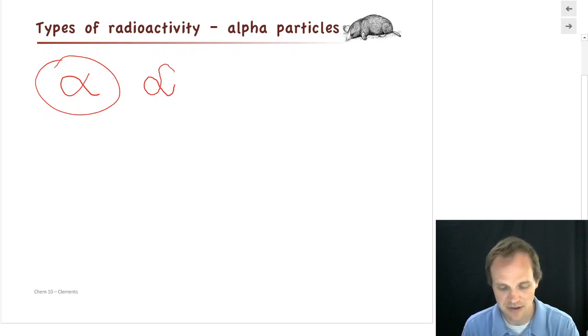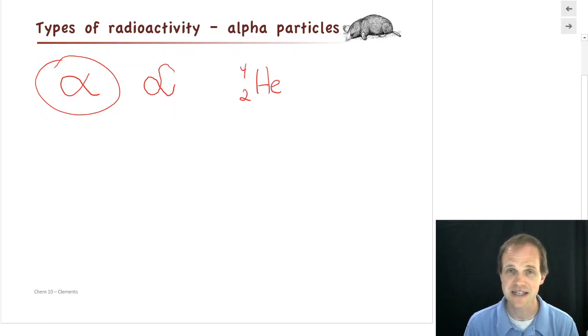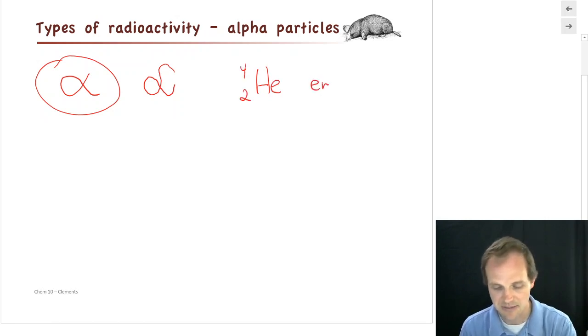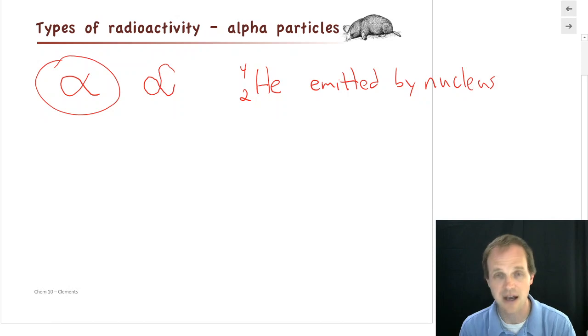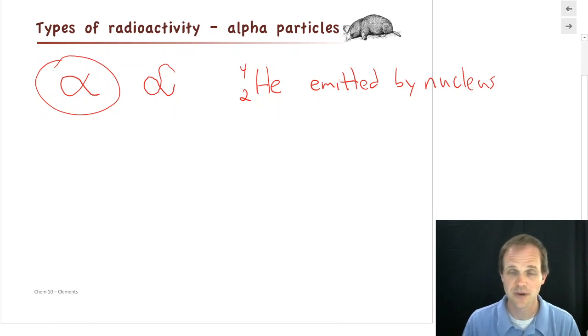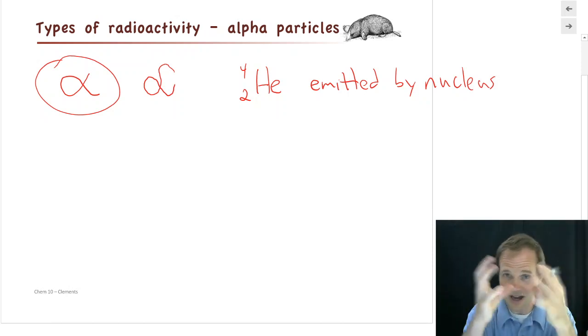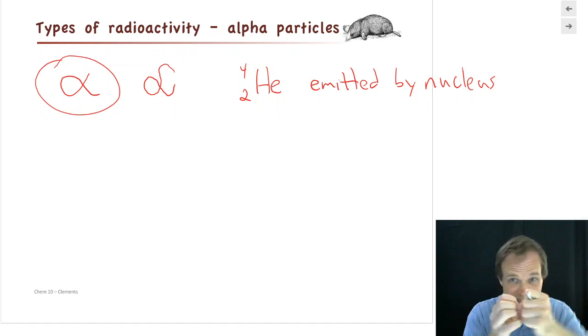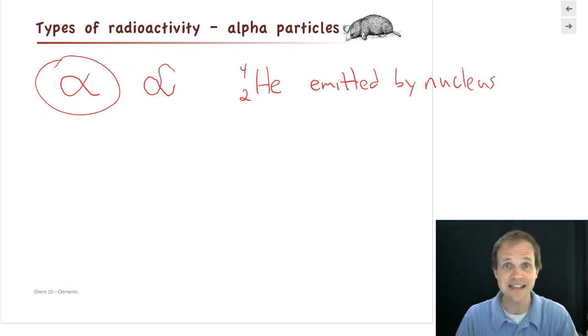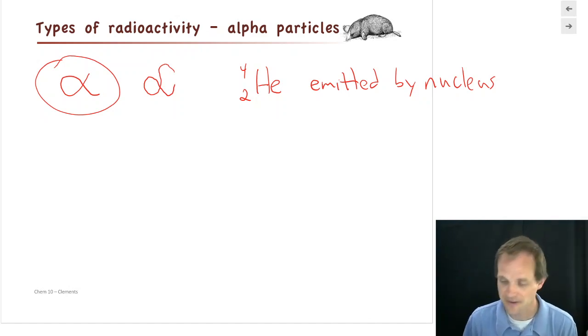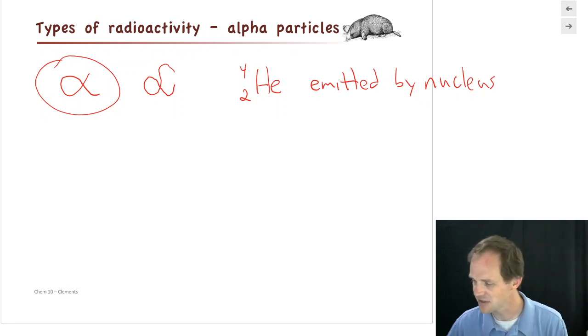An alpha particle is a helium nucleus emitted by the nucleus of an unstable atom. So an atom that is not happy will spontaneously, poof, make a helium nucleus fly off. Now, what kind of things are going to do that?